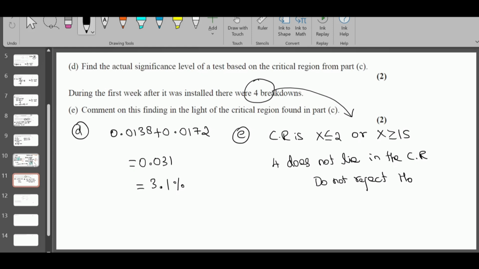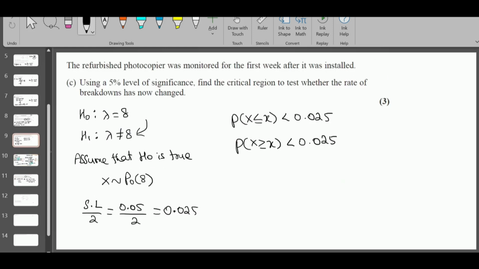What does that mean? Go back to the question here. We accept H naught, we reject H1. That means even though they use the refurbished photocopier, still the mean rate is 8. It is not changed. So you need to write it as a sentence here. You need to write this finally, otherwise you will lose a mark. You cannot just write do not reject H naught. You need to write there is insufficient evidence to suggest that the refurbished photocopier has changed the mean rate of breakdowns. You have to write that, otherwise you will lose a mark.